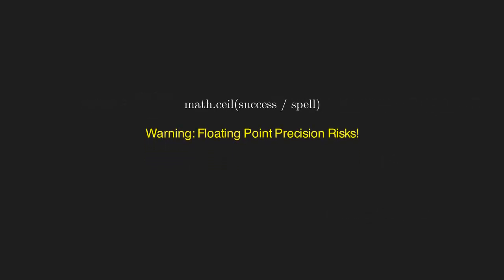Here is a critical pitfall to avoid. While you could use floating point division and a math.ceiling function, floating point arithmetic can suffer from precision issues with very large numbers. To guarantee accuracy, we use integer arithmetic. The ceiling division of a divided by b can be perfectly calculated using integers as a plus b minus 1, all integer divided by b.